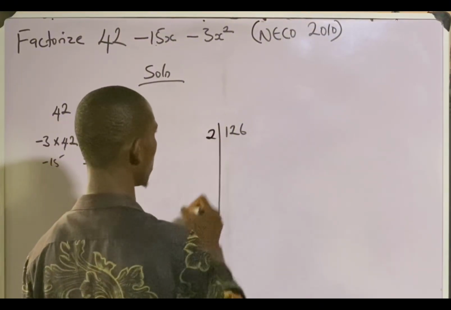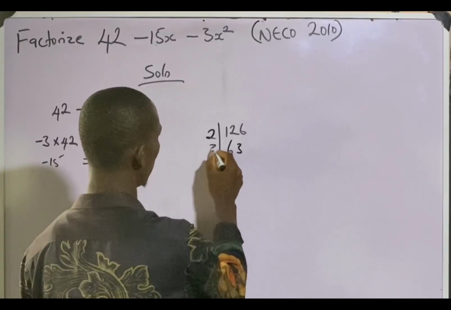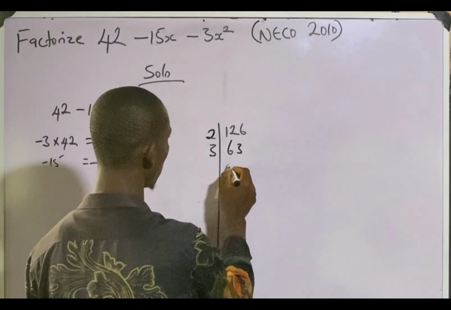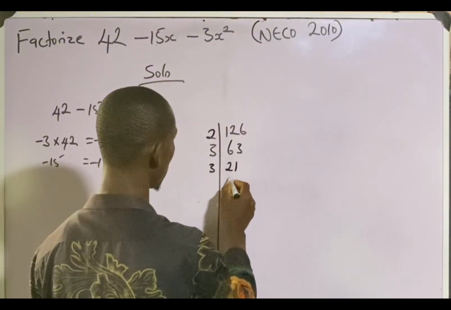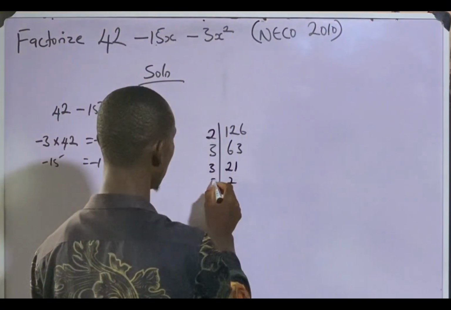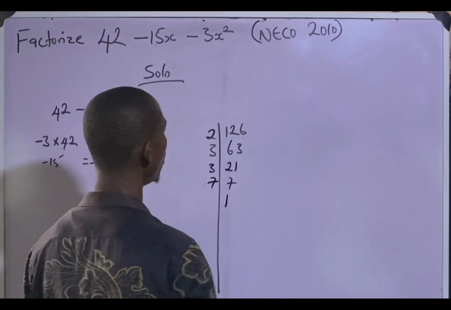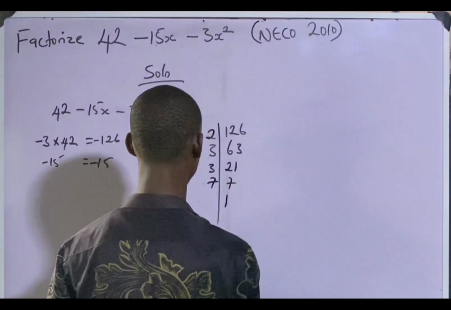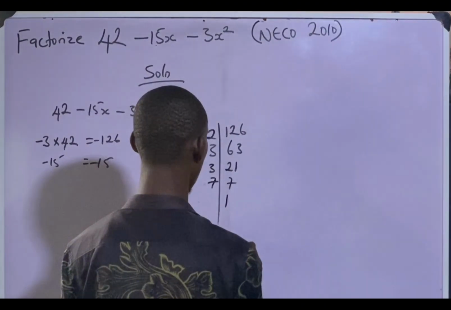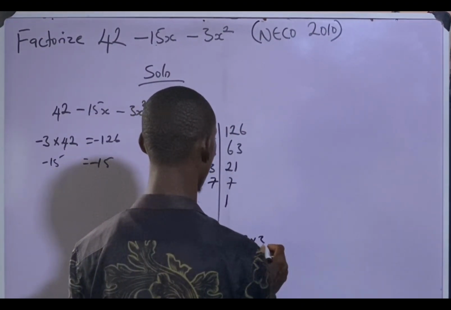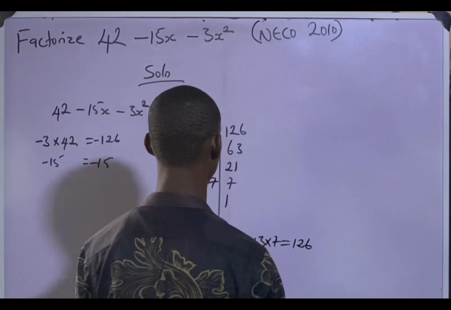2 going into 126 will give us 63, right? 3 going into 63 will give us 21. 3 going into 21 will give us 7. And 7 will only go into 7, giving us 1. So the multiples: 2 times 3 times 3 times 7 will give us 126.